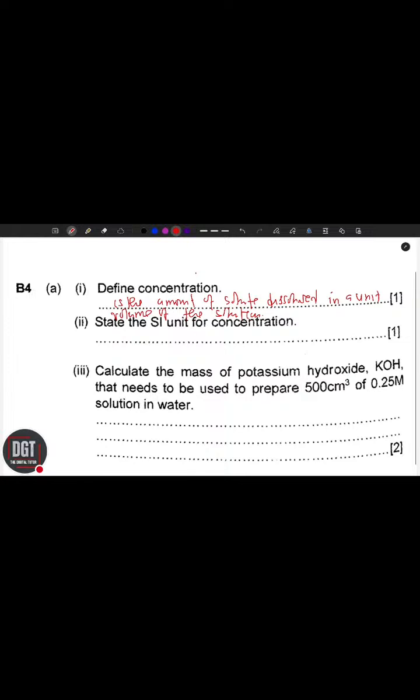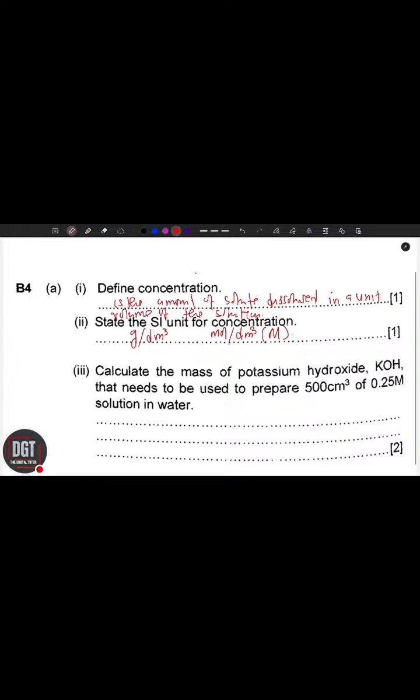State the SI unit for concentration. What are the SI units for concentration? Since it's the amount of solute dissolved in a unit volume, it can be in grams per decimeter cubic or mole per decimeter cubic, and this is popularly known as molarity.